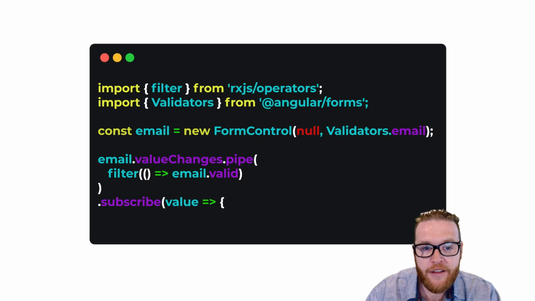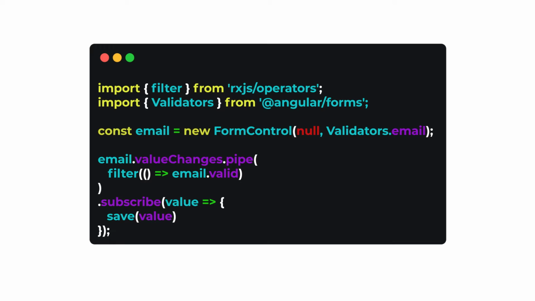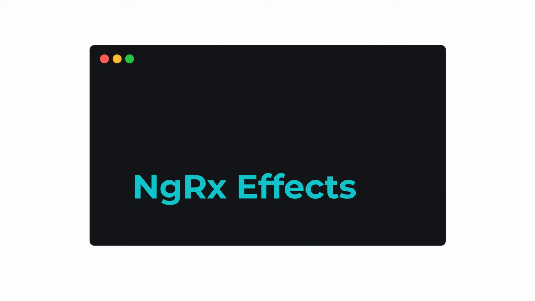Finally, we subscribe to that stream and call save with the new filtered email. In this use case, filter plays a valuable role as it satisfies the business rule only to call save when the user enters a valid email. Now let's look at another real-world example of filter in NgRx effects.